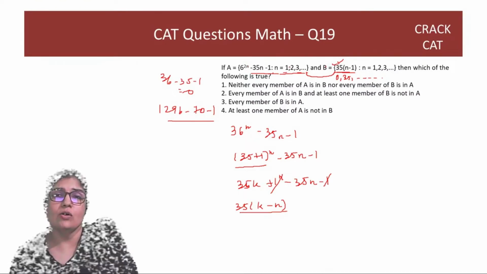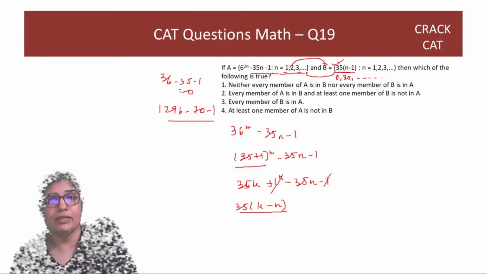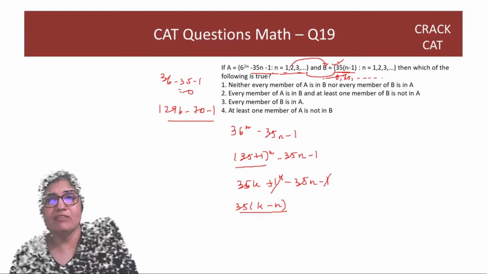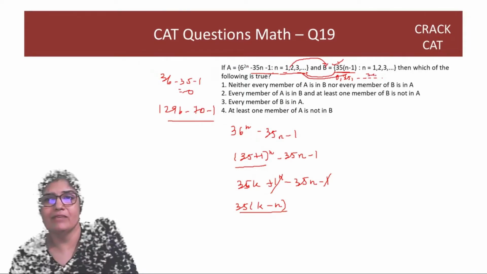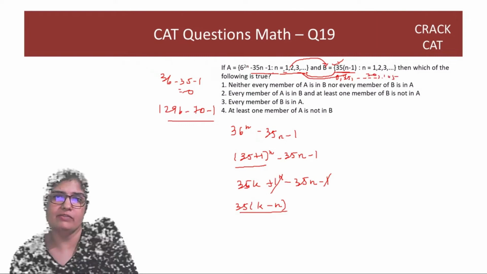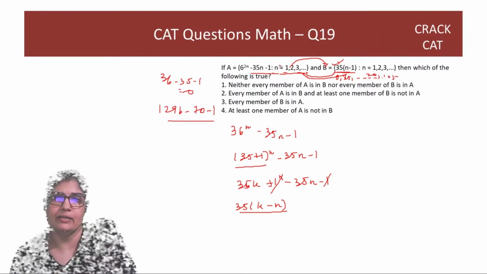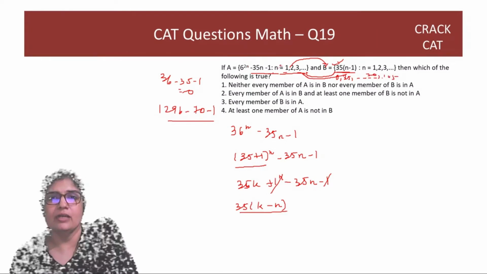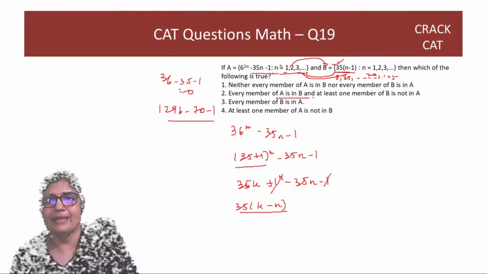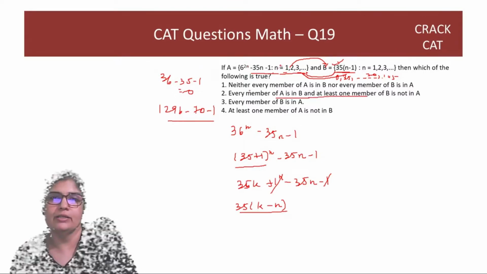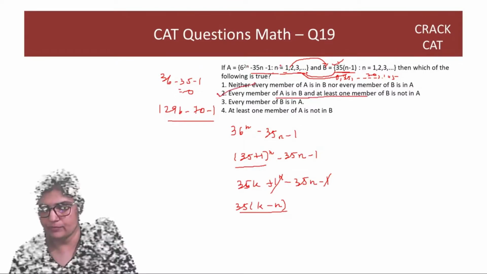Okay. So all elements of A belong to B. But all elements of B will not belong to A because B will have 70, 105, all multiples of 35. All multiples of 35 will not land up here. Okay. So every member of A is in B and at least one member of B is not in A. That is your answer, second option.